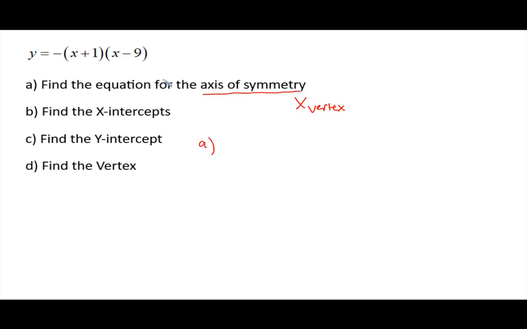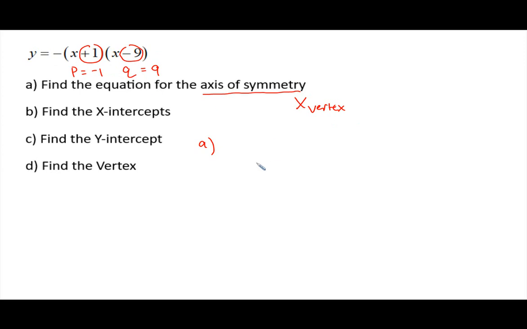So for part A here, we need to think, if this is in x-intercept form, remember my p value and my q value. This will give you your p and your q values, but you have to take the opposite sign. So you have to think of this as p is -1, and q is +9. Now remember, these are your x-intercepts. That's why it's called x-intercept form.